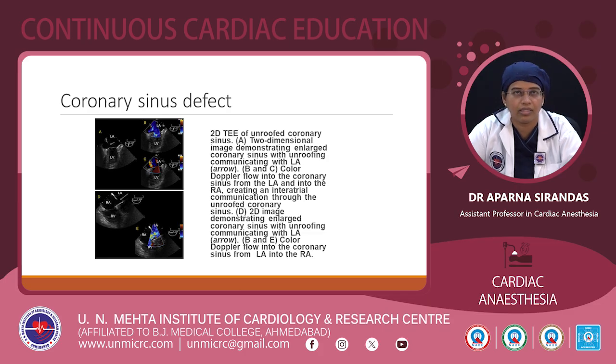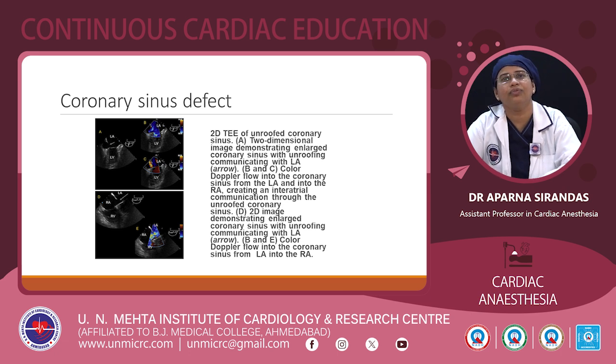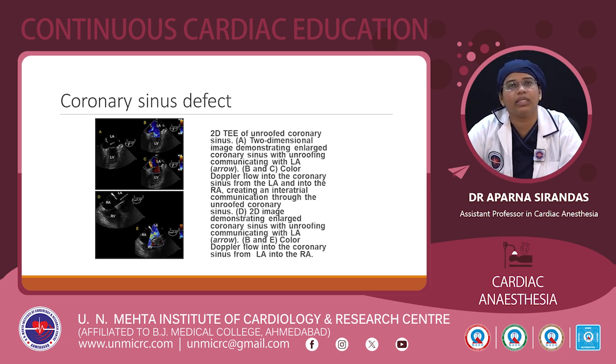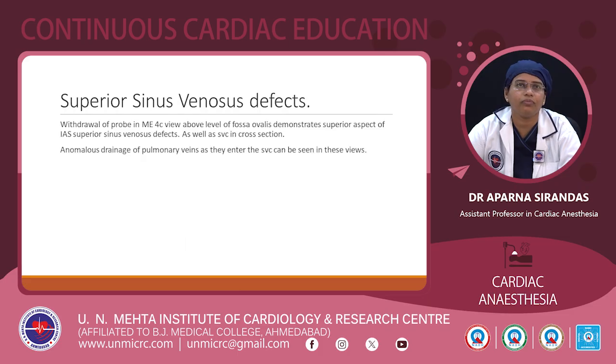In this you can see the arrow. And in the B and C figures you can see color flow Doppler into the coronary sinus from the LA into the RA, creating an interatrial communication through the unroofed coronary sinus. And in the D figure you can see 2D imaging demonstrating an enlarged coronary sinus with unroofing communication with LA and color Doppler flow into the coronary sinus from LA into the RA, that is B and E figures.